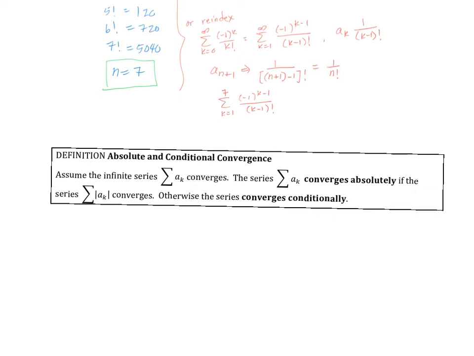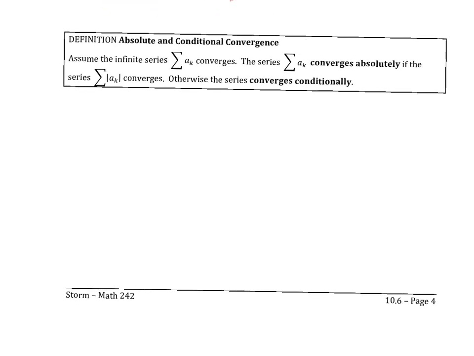Up until now, we have been talking about convergence, and we have been saying converges, converges, converges, converges. This convergence that we've been talking about has been what we call absolute convergence. And since we say converges so often, we kind of leave off the word absolute. So when we say that a series converges, it means that it converges absolutely.